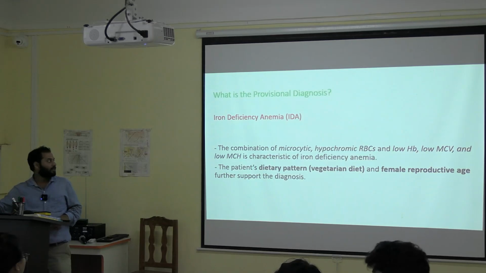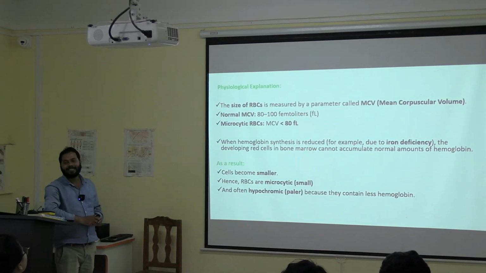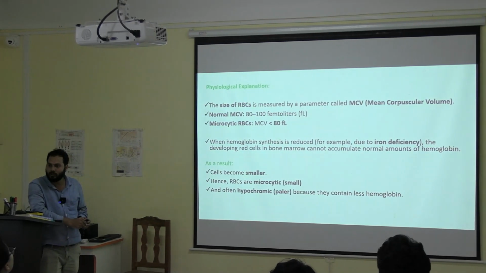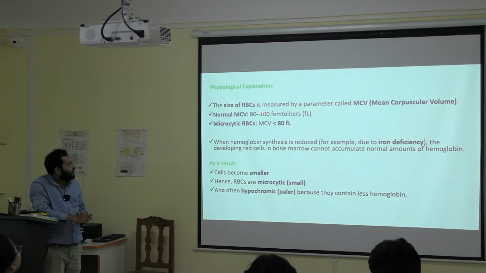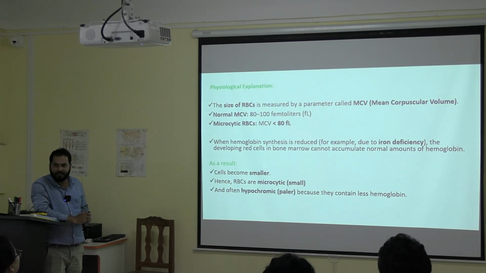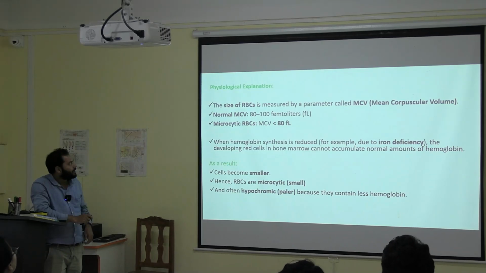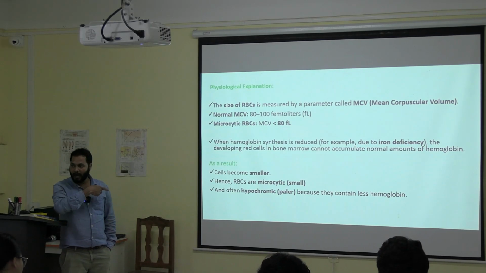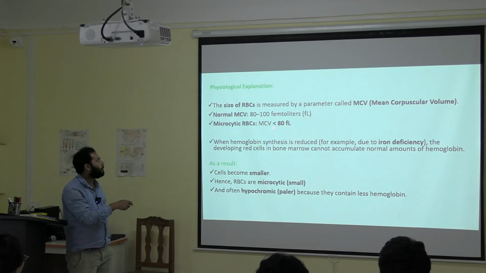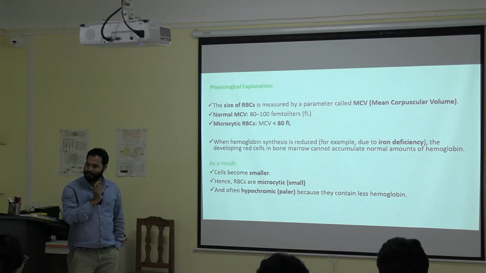Now you can see the physiological explanations that are mentioned here. This is the normal range of MCV for a healthy person, that is around 80 to 100 fL. But in our case, it is less than that. Clear?